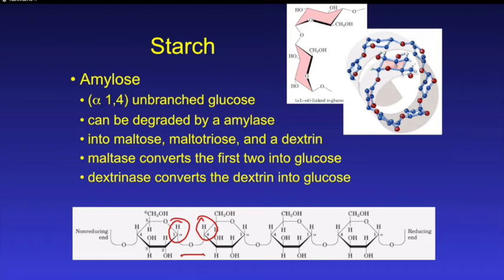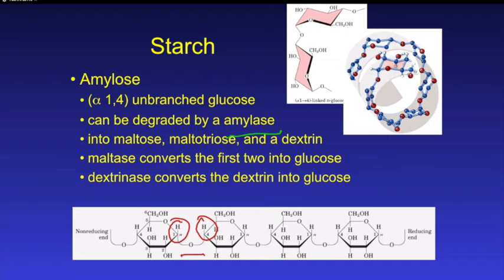Starch is an easily accessible form of glucose that we can ingest, created by plants, and it is degraded by the enzyme amylase, which is wonderful. The structure amylose, the enzyme amylase breaking it down. It breaks it down into maltose, which is a disaccharide of glucose, maltotriose, and dextrin, which is anything larger than 4, but smaller than the entire species.